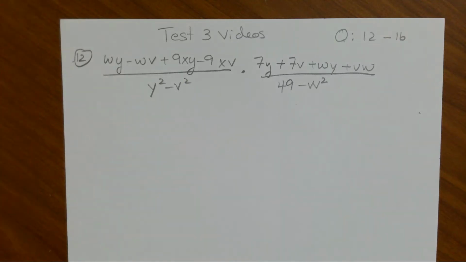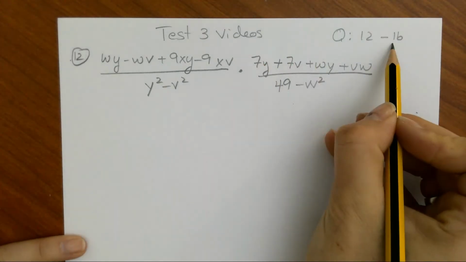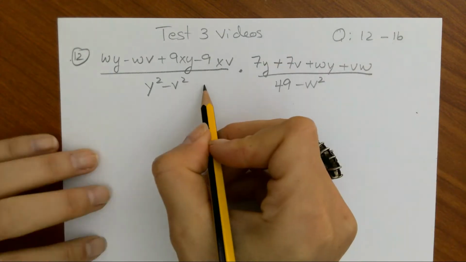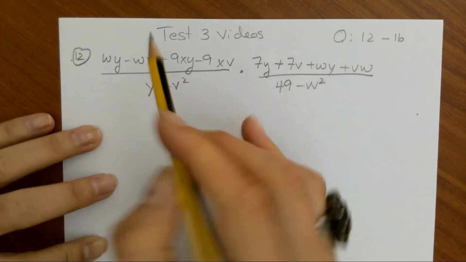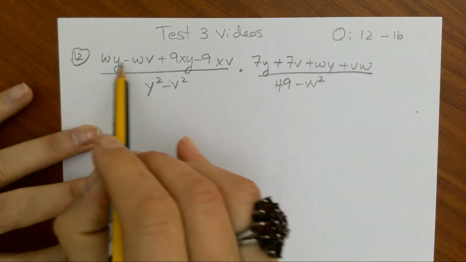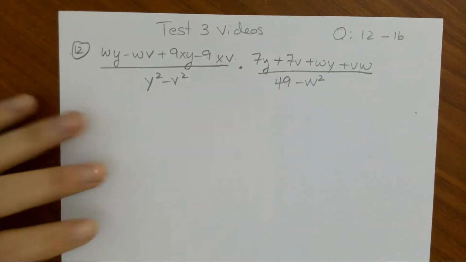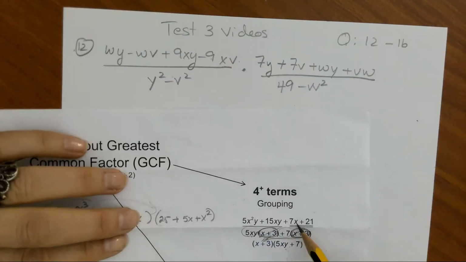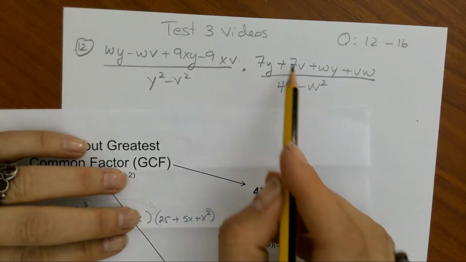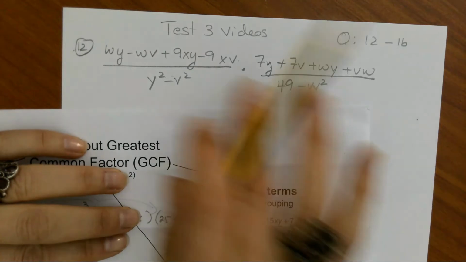Okay, test 3 videos, question 12 to 6. This one's horrible. It's so big. But look, we have to factor these. This has 4 things on top, which means I'm going to use grouping. So it has 4 terms, so I have to use grouping. This one also has 4 terms, so I'll use grouping to do these 2.